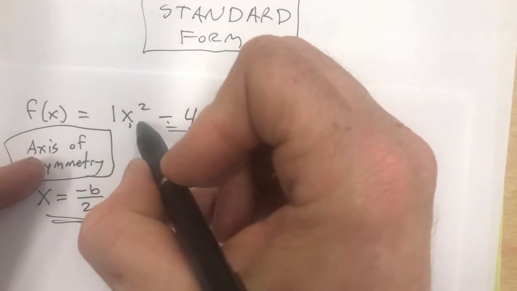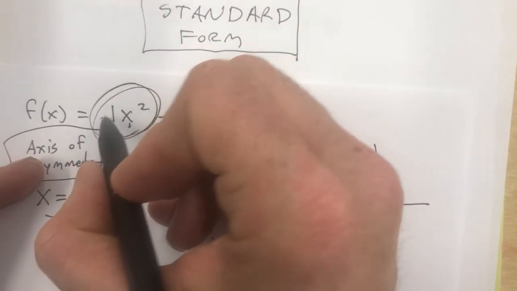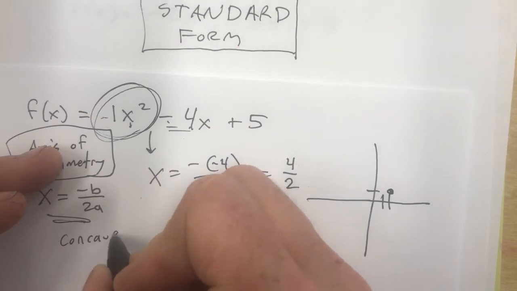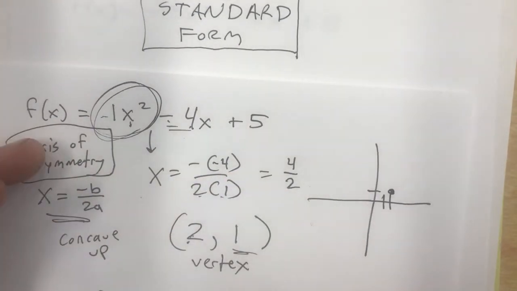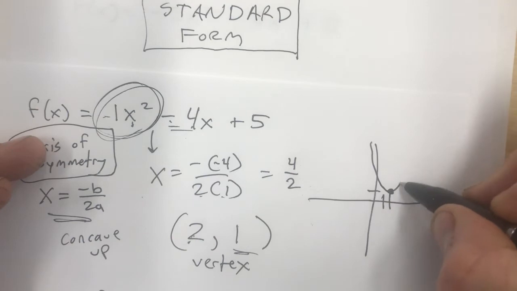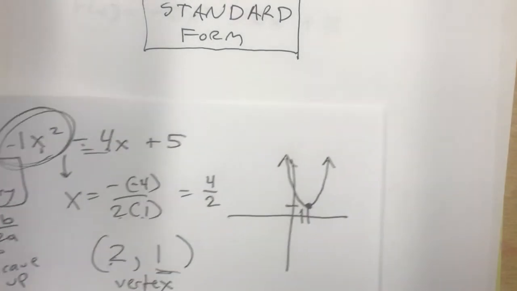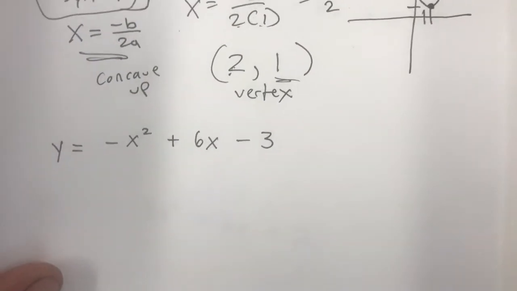Now look in front. Here's my x squared. See, there's no negative, so it's positive. That means it's concave up. So this is going to be a graph that looks like this. Okay? We'll do a few more of these, all right? Here's another one.